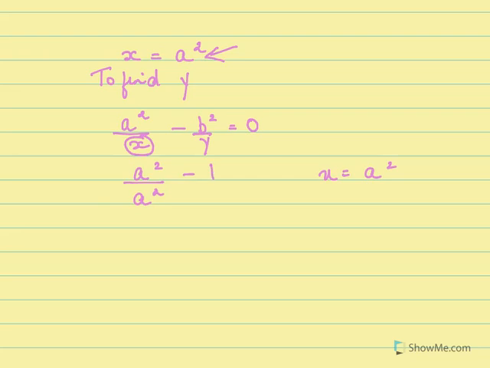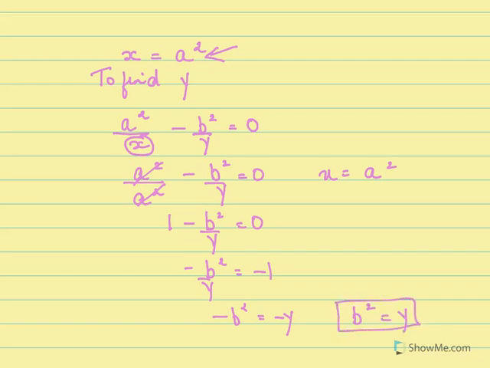x equal to a square minus b square over y equals 0. So a square will cut out to get 1. b square over y equal to 0. So we have b square minus y equal to minus 1. So minus b square equal to minus y, and we have b square equal to y. So the answer for this: x equal to a square, y equal to b square.